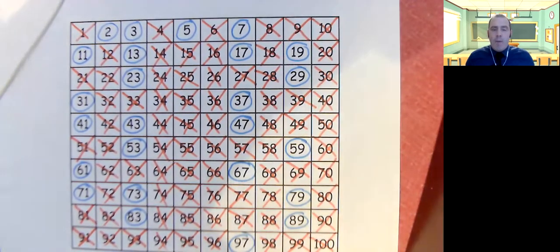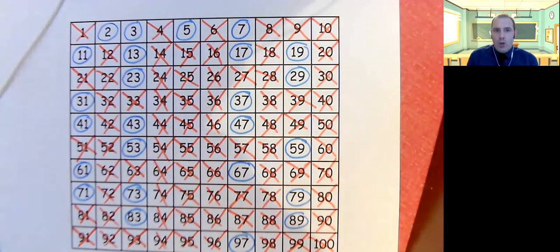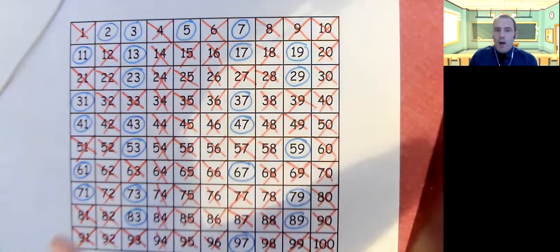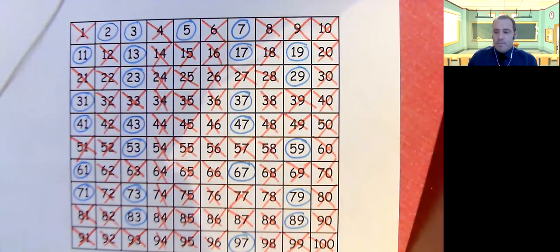And what we need to remember is a prime number only has 2 factors, 1 and the number itself. So all of the numbers you can see here ringed in blue, I can only make by multiplying 1 and the number itself.